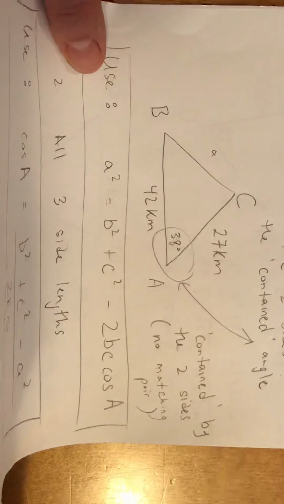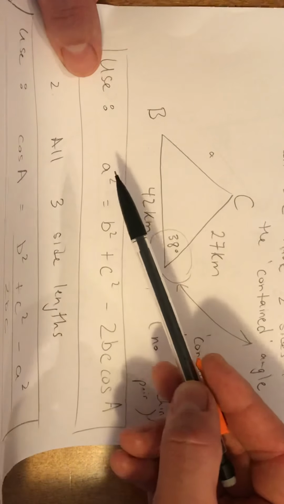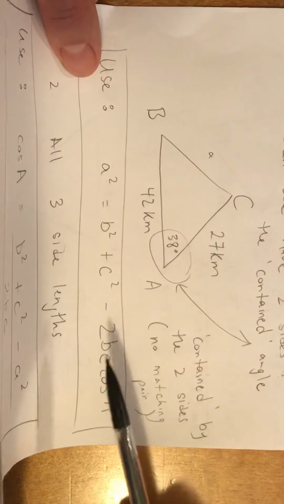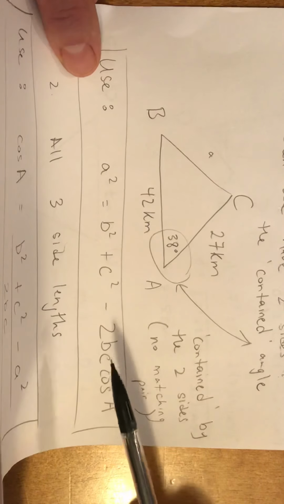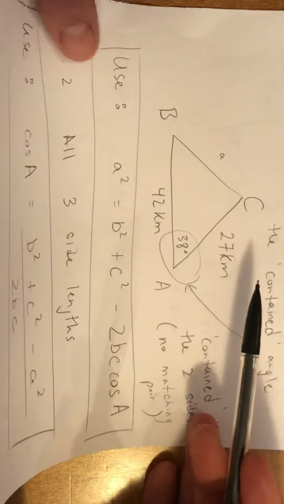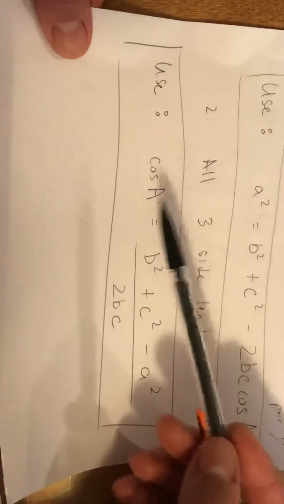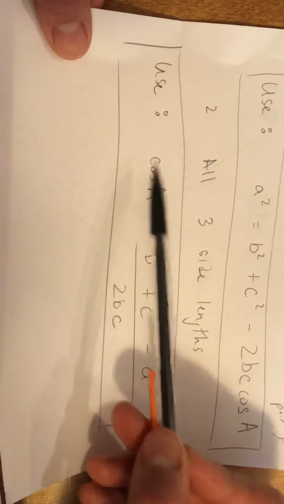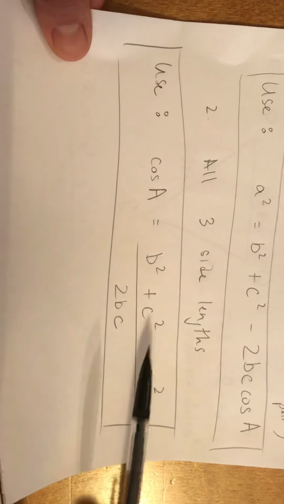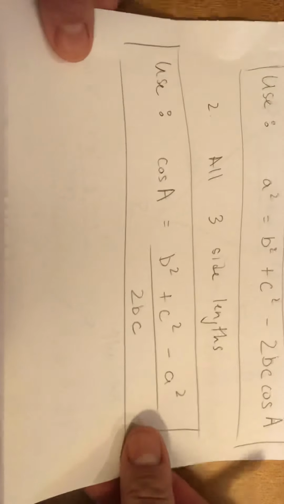Here's the version of cosine law I want you to use when you need to find the unknown side. It simply says that a squared equals b squared plus c squared minus 2bc cos A. So when you do 2 times b times c times cos A, this is all one number, and you're going to subtract that number. The second scenario where you use cosine law is when you are given all three side lengths. When you're given all three side lengths, you use this version of cosine law. It says that cosine of angle A is equal to b squared plus c squared minus a squared, divided by 2bc. So you fill in what you know and then you solve what you need to.